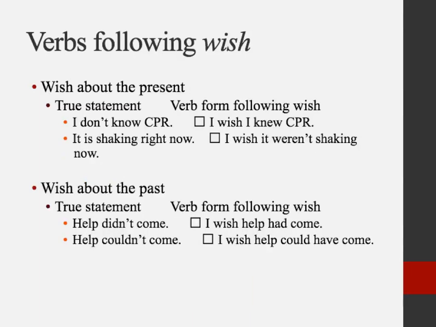In the first example describing a wish about the present, the speaker is stating that he or she doesn't know CPR. In order to describe a wish, the following structure would be used. I wish I knew CPR. Note that even though this sentence is expressing an idea concerning the present, we nevertheless have to use the past tense of know, which is knew. The second example, I wish I weren't shaking right now, also uses the past. We're not shaking, despite talking about the present.